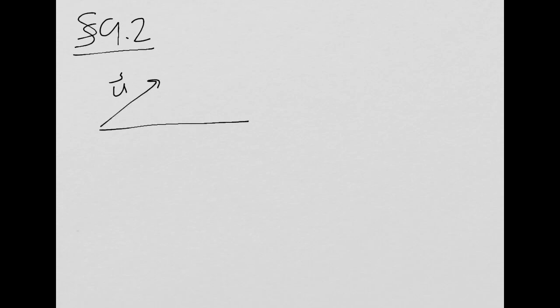Finishing out section 9.2, we have a couple of things looking at how vectors can interact with each other, and how that could be applied to some physical situations. So I'm going to start with the notion of two vectors, u and v, and I'm going to put a little angle theta in between the two of them.